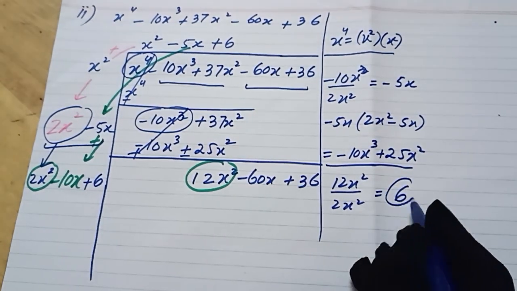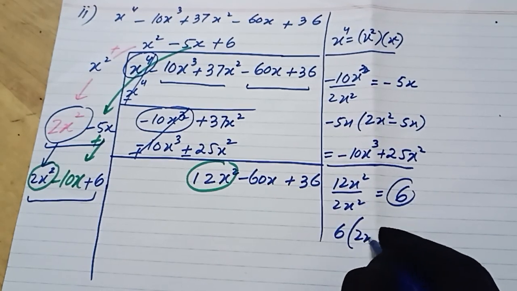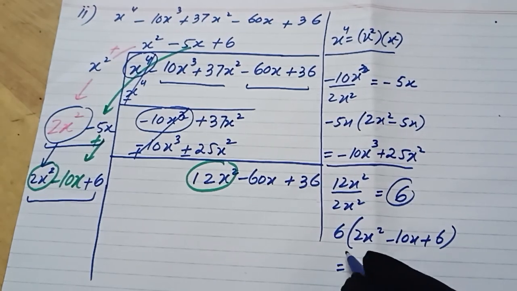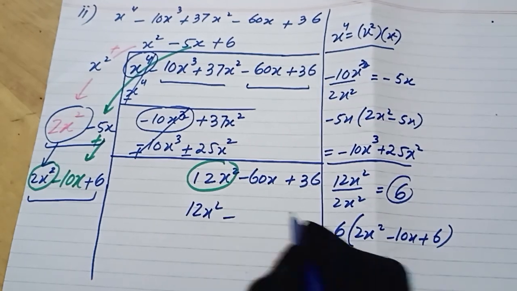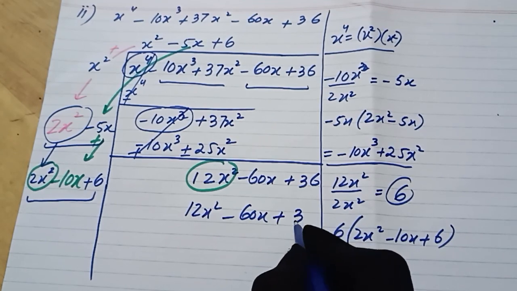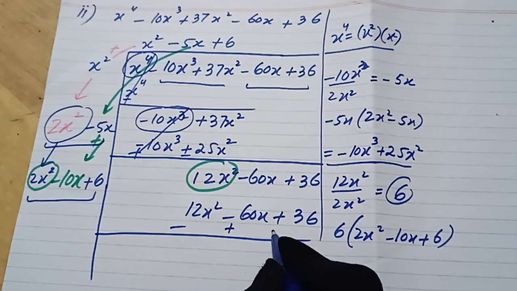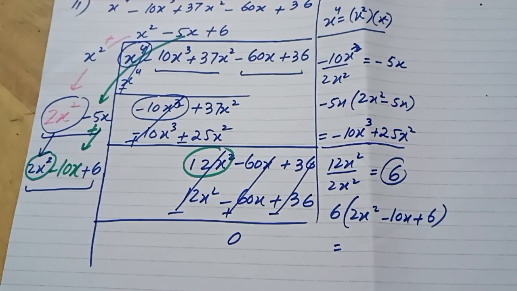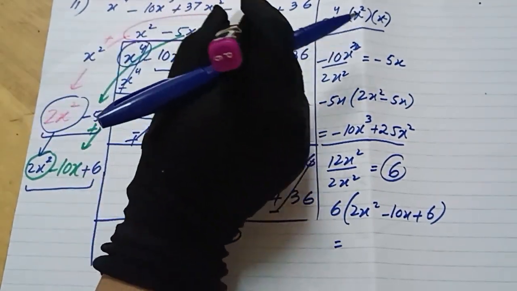Now this 6 will multiply the newly developed divisor, 2x square minus 10x plus 6. So you write the product directly over here: 6 2s are 12x square, minus 6 10s are 60x, plus 6 6s are 36. Now subtract, minus minus plus minus, cancel cancel cancel, remainder is 0. So after doing this, this is your square root.